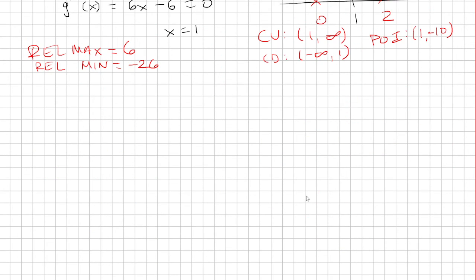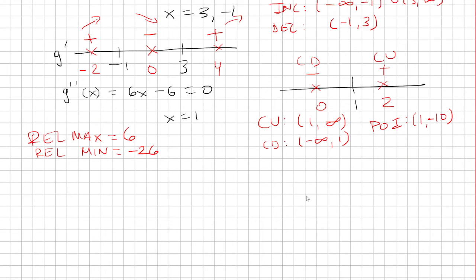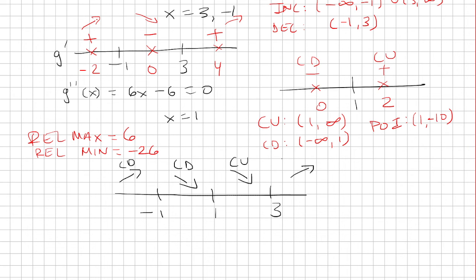Finally, I want to graph this. So what I'm going to do is combine the first and the second derivative number lines to make things easier. So I combine the critical numbers and then this point right here. So to the left of negative 1, it's increasing. Between negative 1 and 3, it's decreasing. After 3, it's increasing. And then to the left of 1, it's concave down. To the right of 1, it's concave up.